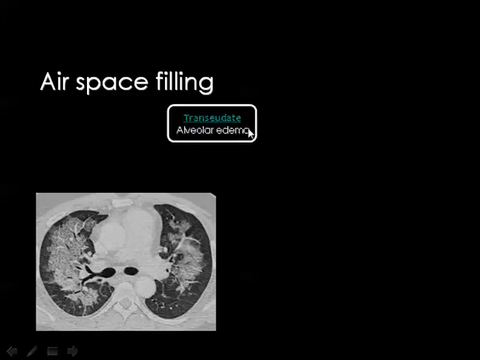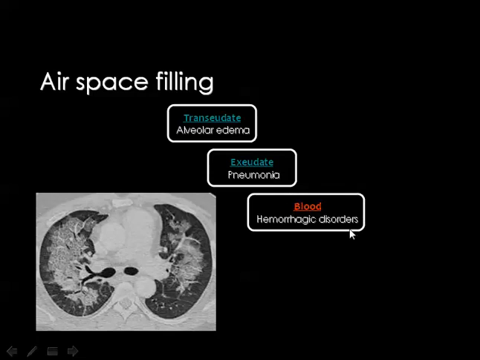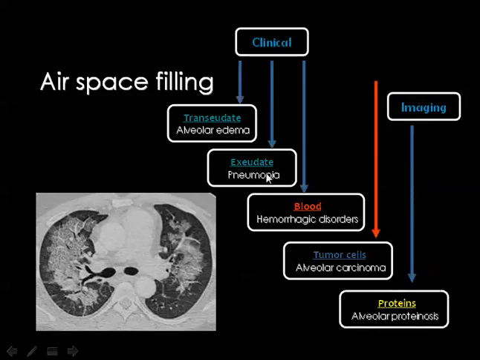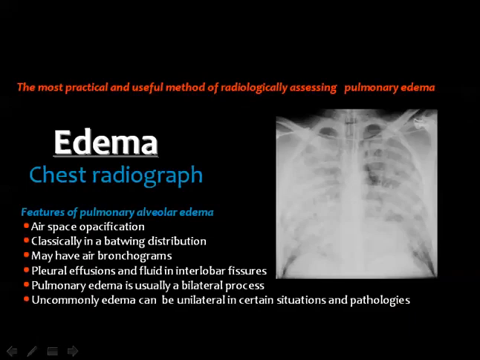If this material is fluid, you get pulmonary edema. If it is exudate, you get pneumonia. If it is blood, then you get hemorrhagic pulmonary disorders. If it is tumor cells, you get alveolar cell carcinoma. If it is proteins, you get alveolar proteinosis. The first three are diagnosed through the clinical picture of the patient. The last one has specific imaging criteria. And alveolar carcinoma is one of the most difficult lesions to diagnose radiologically, as I will mention.